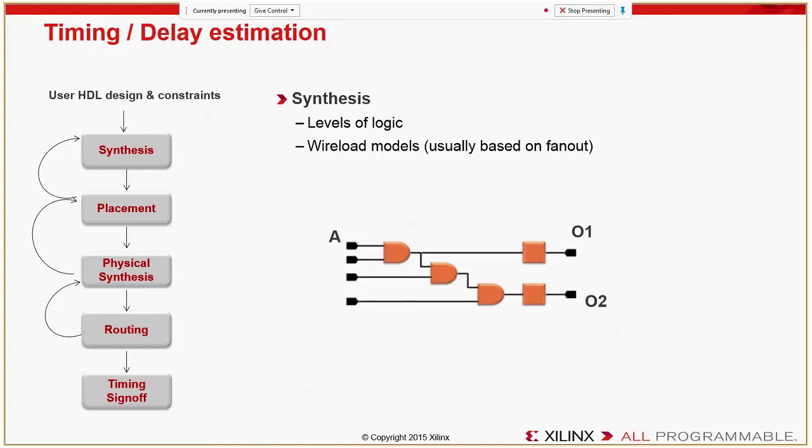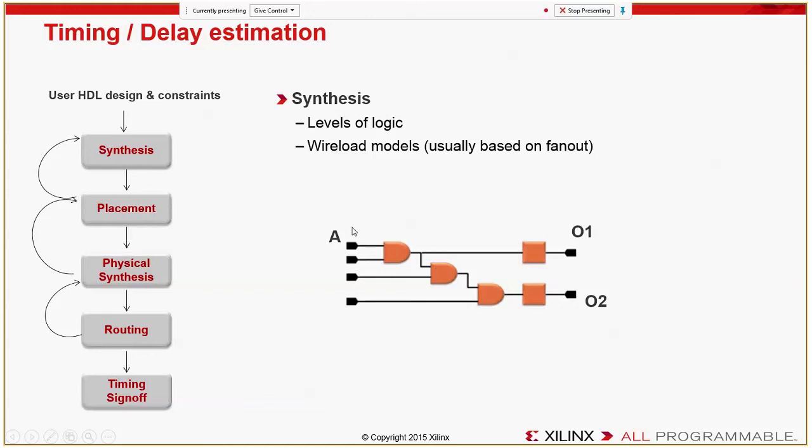So let's look at estimating timing at different stages in the flow. As I mentioned earlier, estimation and optimization go hand in hand, and a good estimation is actually key to having fast design closure. So during the synthesis phase, delays are estimated typically using levels of logic early in the flow.